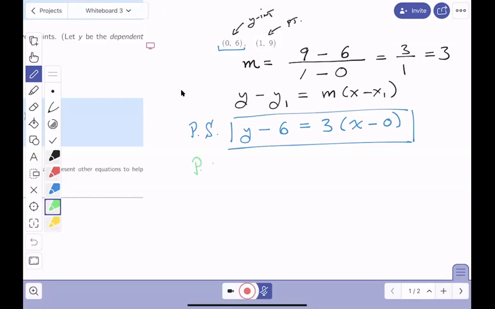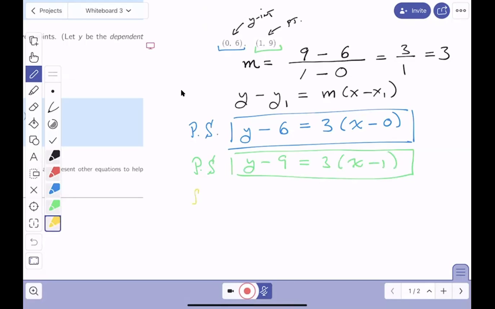So I'm going to put point slope down in green now. I'm going to use the other point. I'm going to use this point. What do you get? Y minus 9 equals 3, which is the slope, times x minus 1. I'm going to write down the slope intercept form. I'll put that down in yellow. What's that going to be? Y equals mx plus b. What's b? It's the y coordinate of the y-intercept, so it's plus 6.